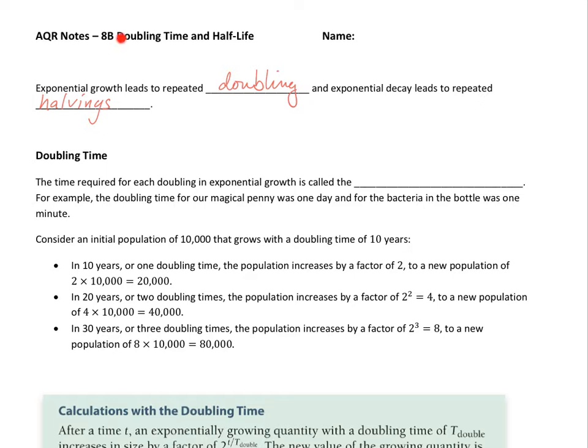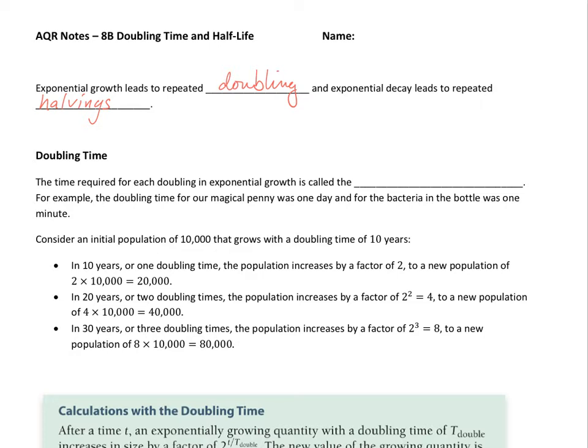In this video, I will be going over lesson 8b, doubling time and half-life. So we could think of this as doubling time and halving time. We've already talked about exponential growth and how that means you are increasing. Exponential growth leads to repeated doubling, and exponential decay leads to repeated halvings. If you decay, that means you're decreasing. And a big deal in the decreasing world is decreasing by half.